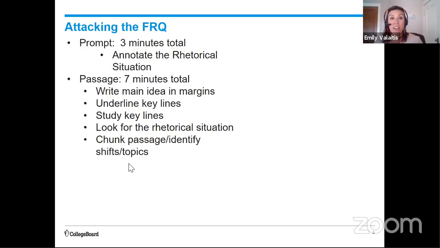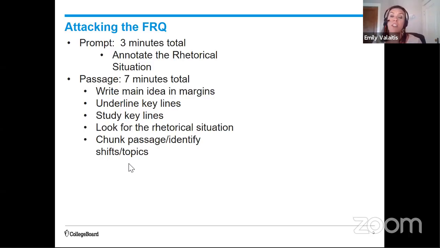I taught the students yesterday the same method I teach my own students, which is try to only take 10 minutes with the prompt and the passage in the beginning, primarily because as you're writing your essay, you'll naturally go back into the text. And so you'll get to know it at a deeper level later. So only take 10 minutes.